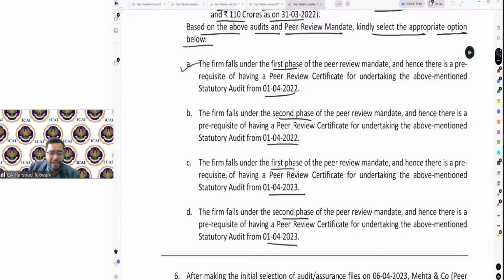So the second phase starts from 2023. So this is a wrong answer. Again, the first phase does not start from 2023. This is wrong. And this is about the second phase, but the firm is falling under the first phase. So the second phase answer is also wrong. So the correct answer is the first phase, that is 01/4/2022.